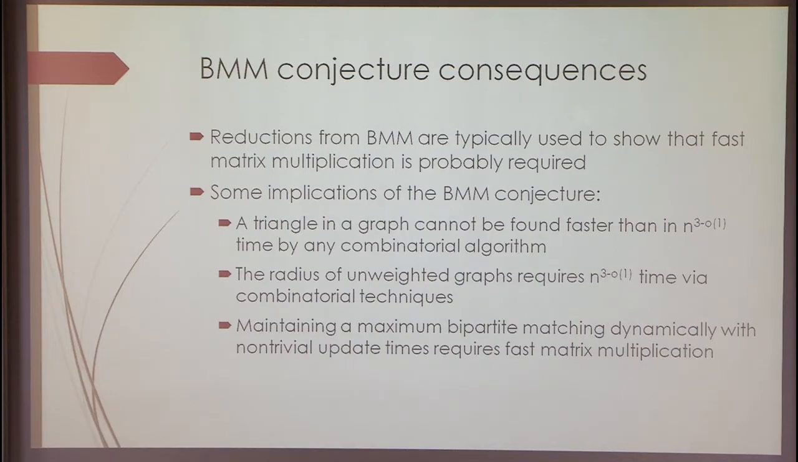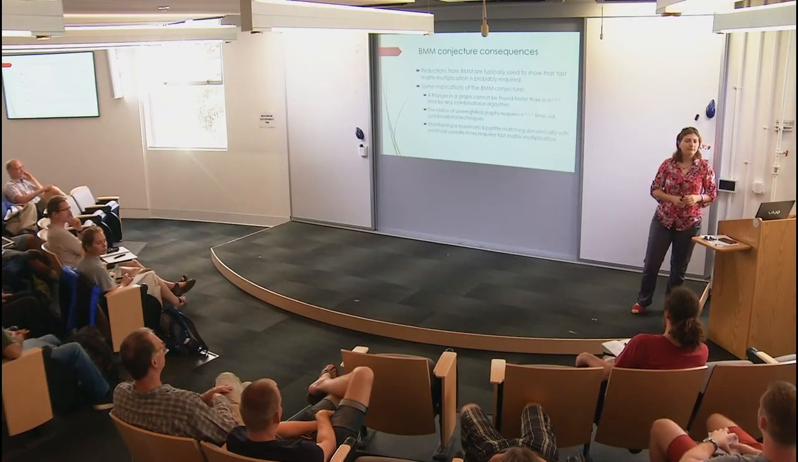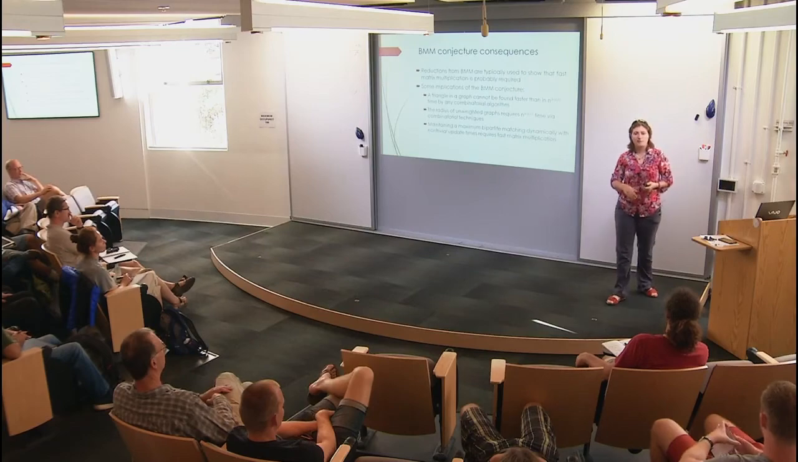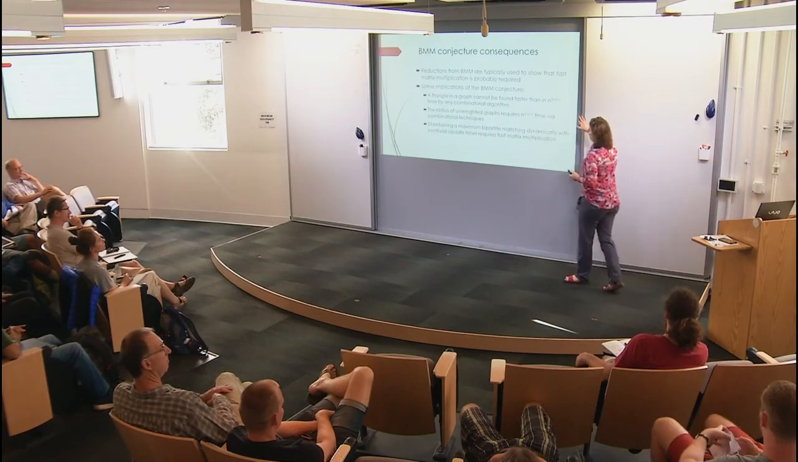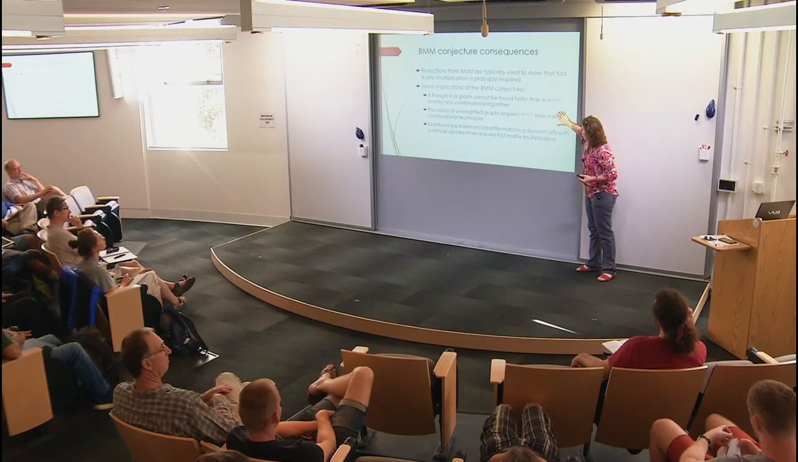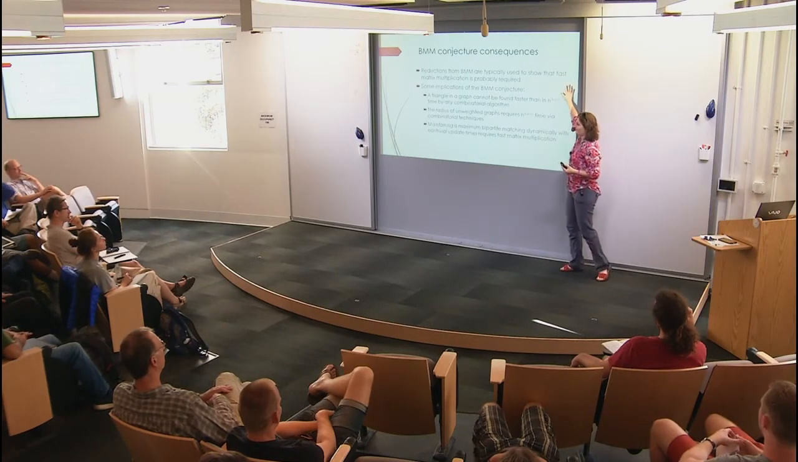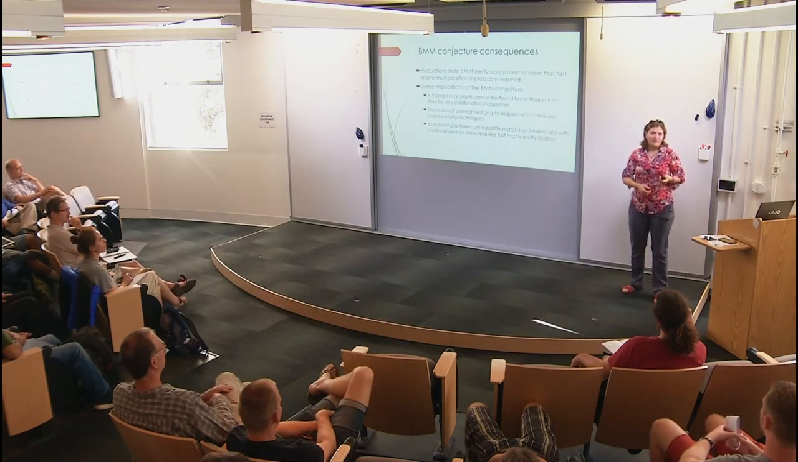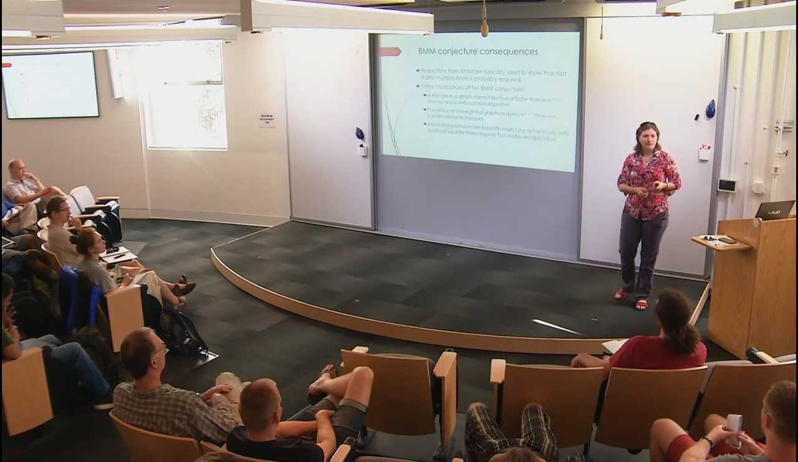Whenever you get, so can we replace the 3 minus little o of 1 with omega? Not always. It's a good question. So does this imply that if we get n to the omega minus epsilon for Boolean matrix multiplication, we get n to the omega minus epsilon there? No. I mean, sometimes we have a substantial loss, and you'll see this tomorrow.